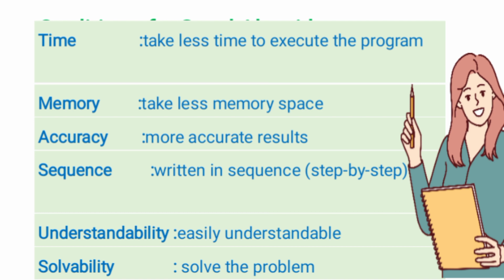Fourth quality, sequence. A good algorithm should be written in sequence, that is step by step. Fifth quality, understandability. A good algorithm should be easily understandable. Then finally, solvability. A good algorithm should solve all the problems.